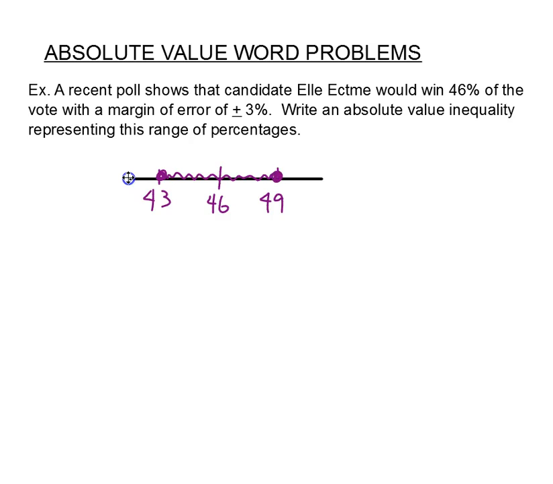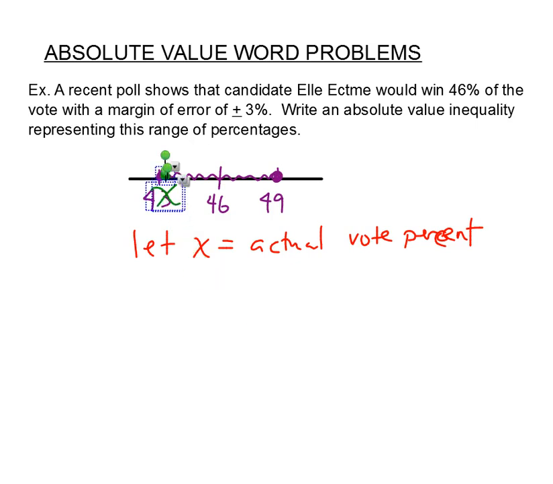Again, using the idea of the absolute value being the difference between any two numbers where I don't care who's larger, I'm going to use that to represent this candidate's vote. I'm going to let x equal the actual vote percent. Then if I had this little point representing the actual percentage, it would have to be somewhere in this range from 43 to 49.